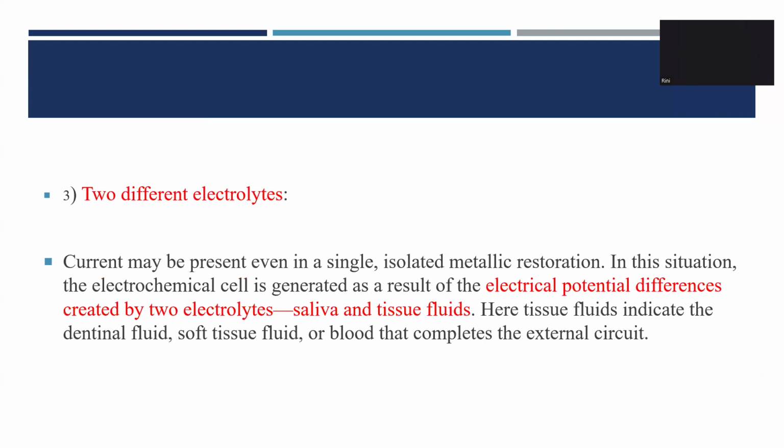Two different electrolytes can also cause electrogalvanism. Current may be present even in a single isolated metallic restoration. In this situation, the electrochemical cell is generated as a result of the electrical potential differences created by two electrolytes, saliva and the tissue fluid. Here, the tissue fluid indicates the dentinal fluid, soft tissue fluid or blood, and that completes the external circuit.